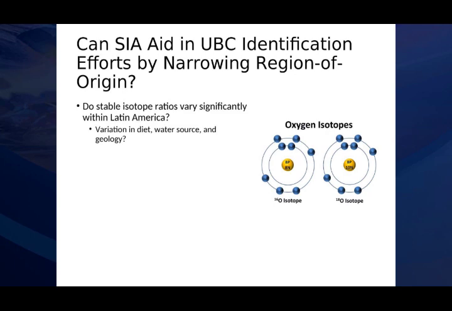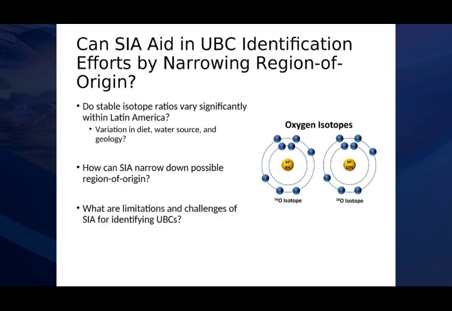Okay, so how could stable isotope analysis aid in the identification of undocumented border crossers? We have to think of this as not identification so much, but as narrowing a region of origin. And we need to understand how much isotope values vary within Latin America in order to get a sense of how well we can apply these methods. We need to know about variation in diet, water source, and geology in the areas where migrants are coming from. So how can we use this to sort of narrow down a possible region of origin? And what are some of the limitations and challenges of these methods?